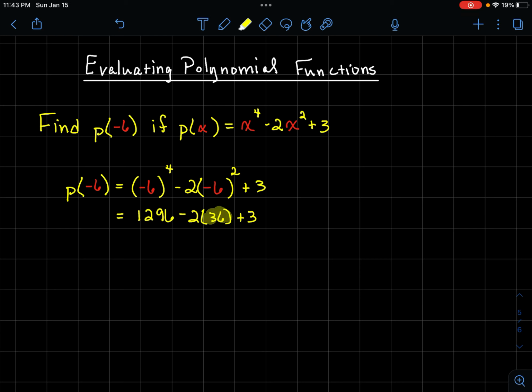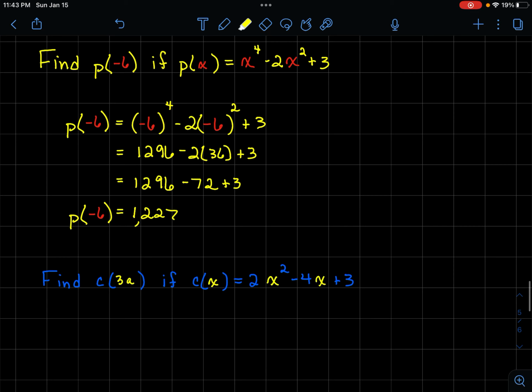Then we have to square the negative 6 to get 36 first before I can multiply it by the negative 2, which then gives me 1,296 minus 72 plus 3, which results in 1,227. But then we learned that not only can we plug in numbers, we can plug in algebraic expressions as well to functions.